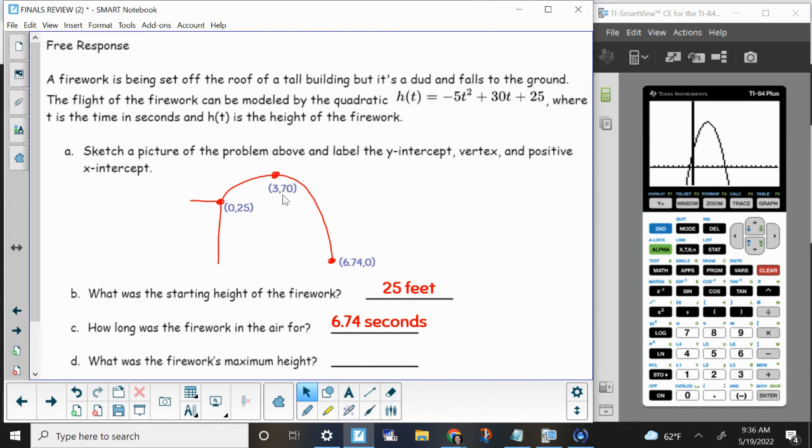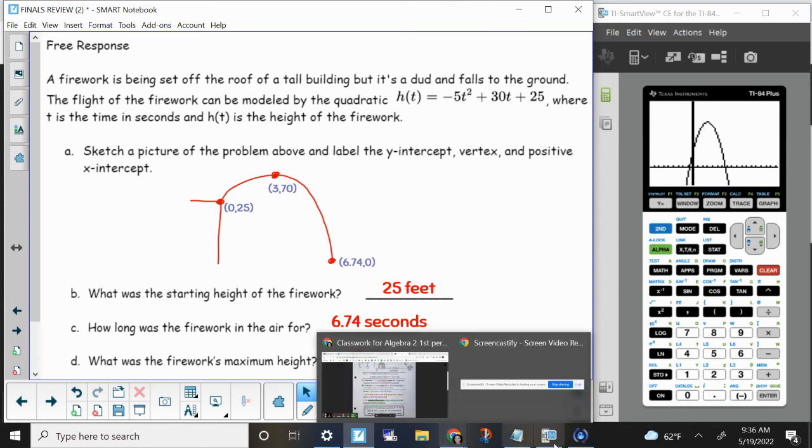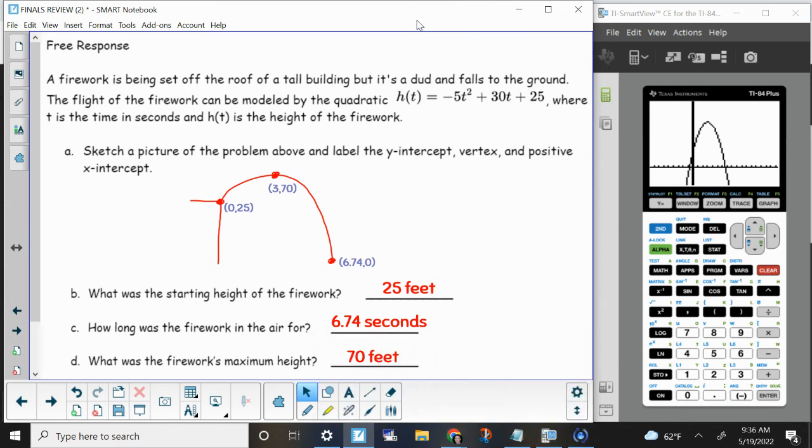Well, for maximum height, I'm going to look at my vertex, and height will always be my y value, and I know that it is going to be 70 feet off the ground when it reaches its maximum height. Hopefully this answers some or all of your questions. If you need to rewatch parts of this video, please do so.